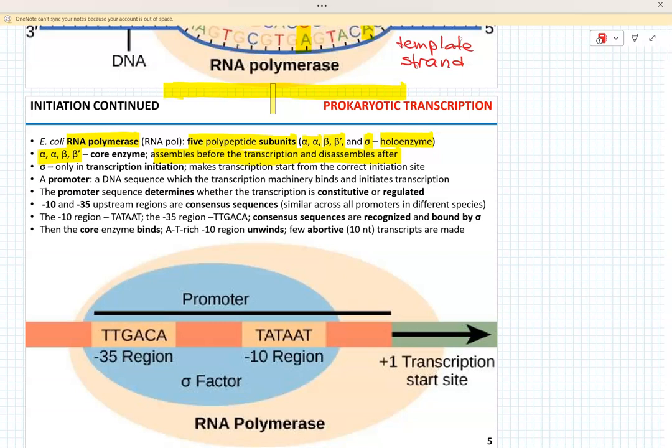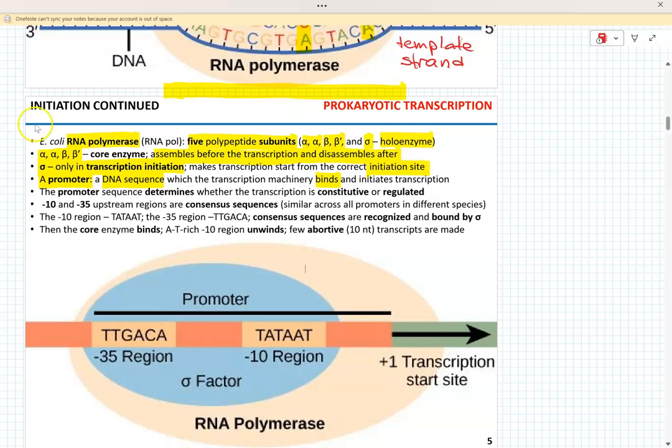Sigma factor only participates in transcription initiation. It facilitates the start of transcription from the appropriate initiation site. So how do we know that the initiation site is appropriate? Well, before a gene or a group of genes, there is a special non-coding sequence called a promoter. It's a sequence in the DNA molecule to which all transcriptional machinery binds. Once it is bound to the promoter, it can initiate transcription.